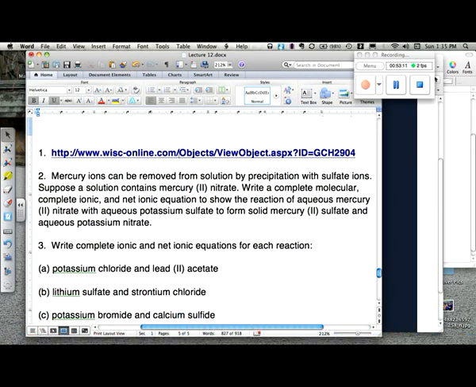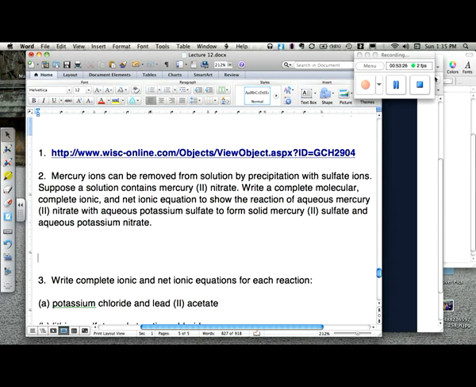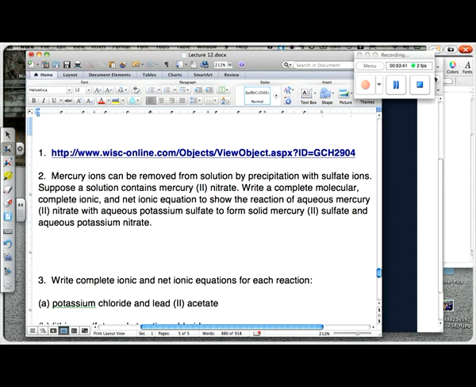Okay, number 2. Mercury ions can be removed from solution by precipitation with sulfate ions. So we are going to take a solution of mercury 2 nitrate, and we are going to react that with potassium sulfate, and it's telling us what we're forming. So I am going to write my formula equation first, since I've been given all of my reactants and products here in the question.